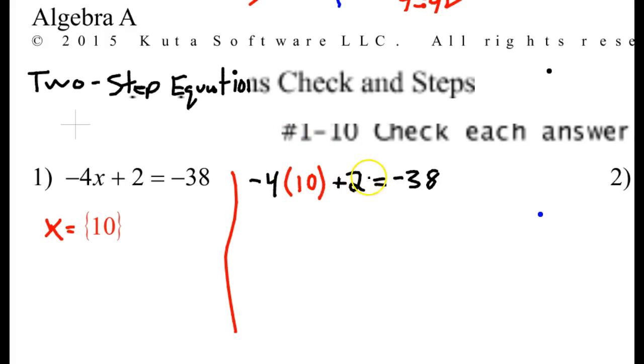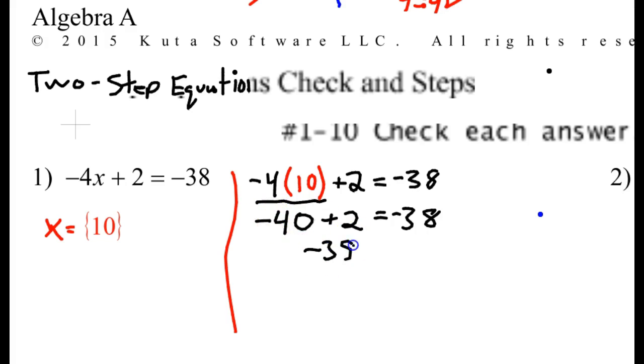Now you have to do order of operations. You've got to figure out, should I add 2 first or multiply? Of course, order of operations says you multiply. So show that, write that out. You want to be absolutely sure that these are right answers. And then negative 40 plus 2 is negative 38. So that proves the answer is negative 10. 100% sure, no doubt about it. Everything checks out.